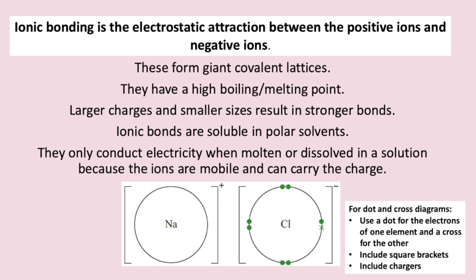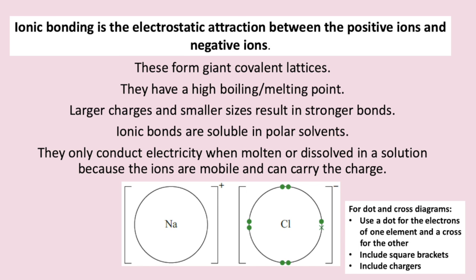Ionic bonding is the electrostatic attraction between positive ions and negative ions in a compound. Ionic compounds form giant ionic lattices. These are closely packed in a regular structure. They have a high melting point due to strong attractive forces which require a lot of energy to break. Hence, they are solids at room temperature.